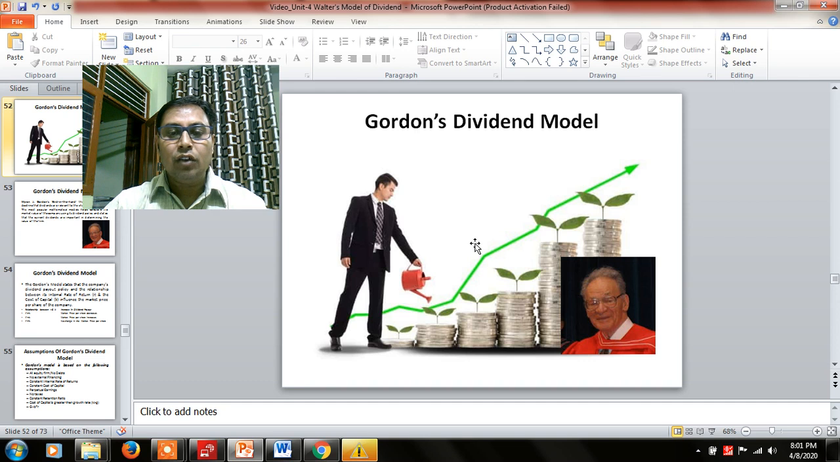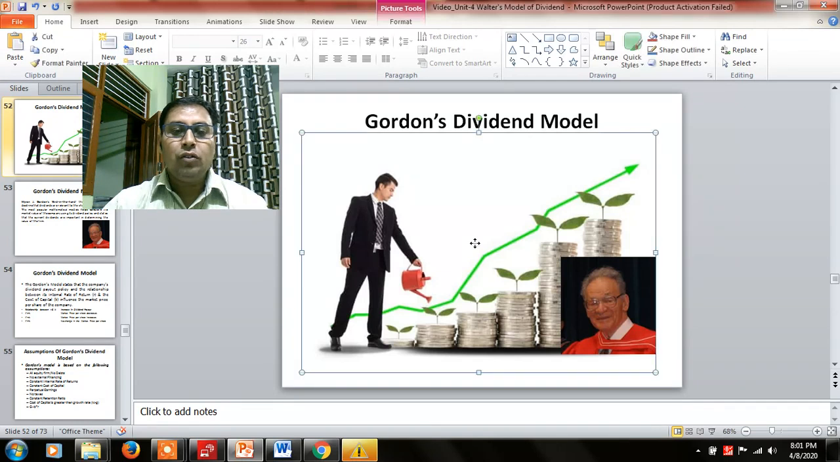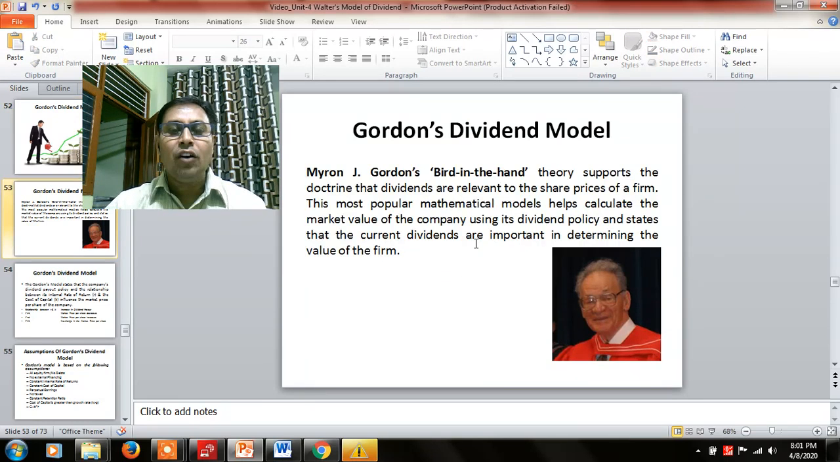In Gordon's dividend model, as you can see in the picture on the screen, if you're running a business and the earnings from the business are reinvested in the business again, instead of being distributed among the shareholders as a dividend, it will make the business grow. So Gordon's dividend model is a theory that supports the doctrine that dividends are always irrelevant to the share price of a firm.